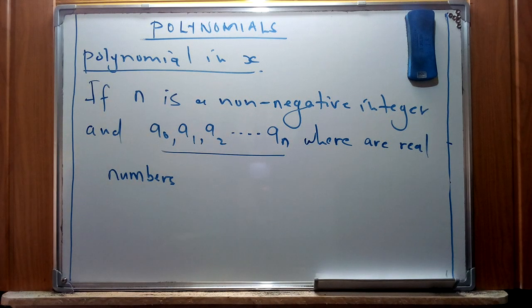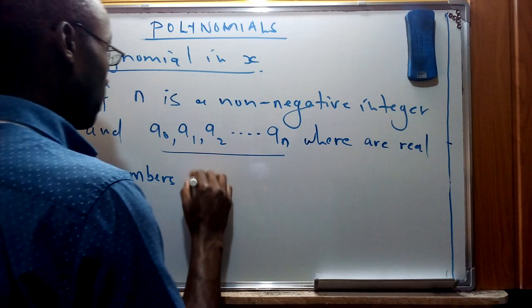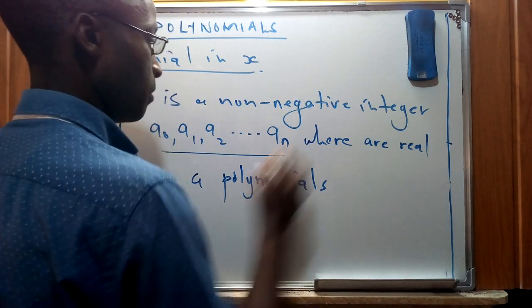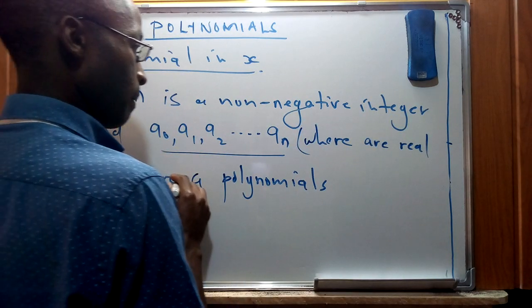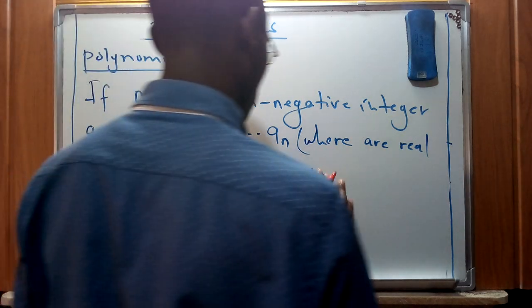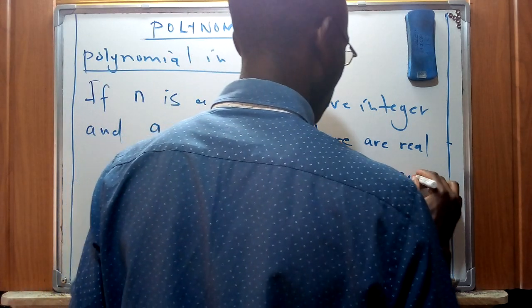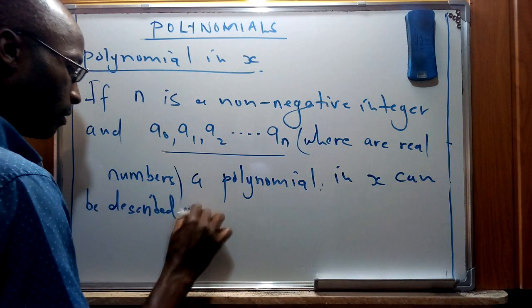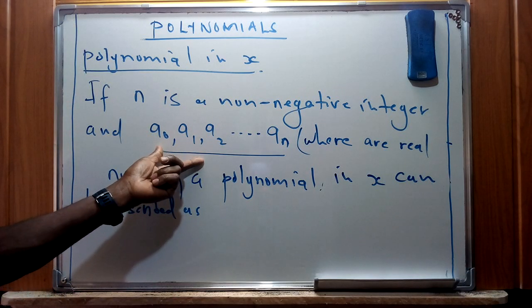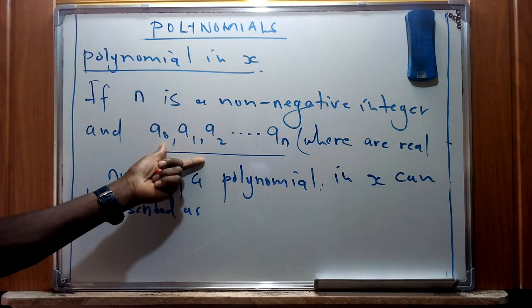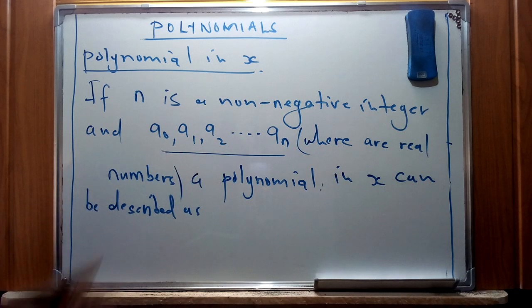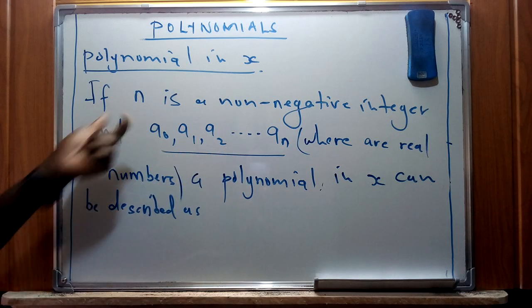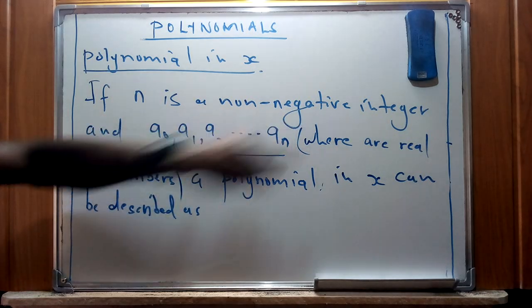We're going to see that a polynomial in x can be described using these specific terms and conditions that we have given here. Then a polynomial in x can be described as, so we're going to give this range of numbers. As we said, a polynomial is a sum of finite terms. So these are specific terms which have been given for this set of numbers, and then we have said it's been given n times, where n is a non-negative integer.